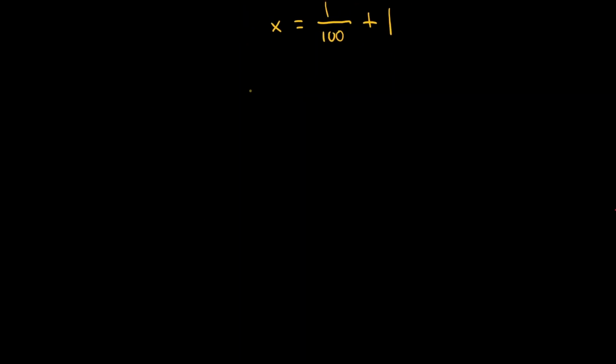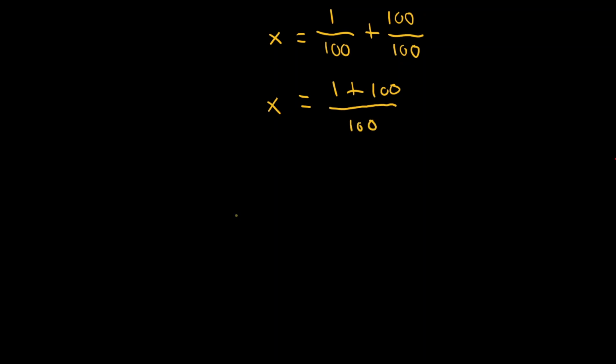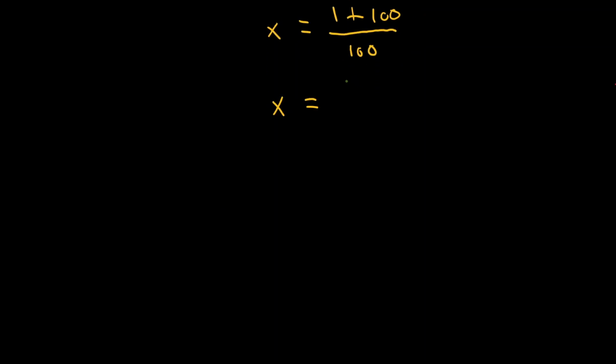We can write 1 as 100 over 100. Now both fractions have a common denominator, so we can add them. And then of course 1 plus 100 is 101. And that's our final answer.